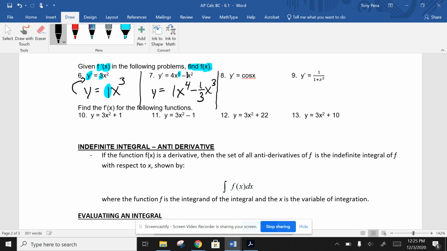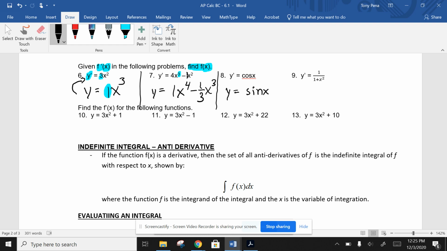Now, with these, you just think backwards. Number 8 is pretty straightforward. Just think backwards. That's why we need to know our derivatives really, really well over the next week. You're just thinking, what did I take the derivative of that would have given me a positive cosine? So just be careful with the pluses and the minuses. Your y had to have been regular old sine of x.